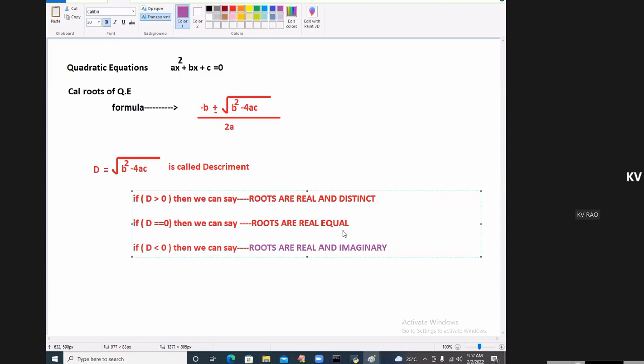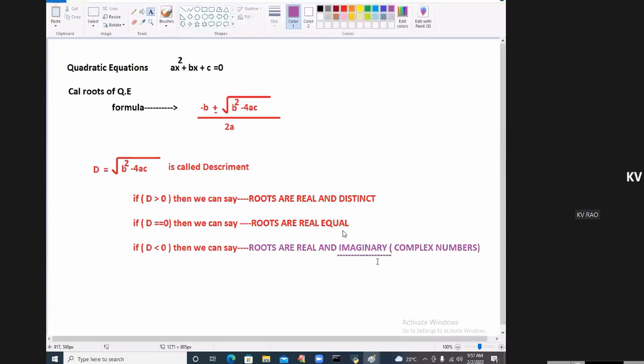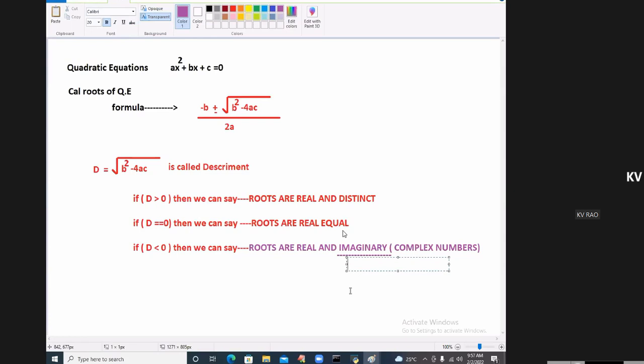Roots are real and imaginary. Imaginary is nothing but what? Complex numbers. For representing imaginary numbers, we use complex numbers. What is the format of an imaginary number? Generally, a plus bj, or we can say a minus bj.